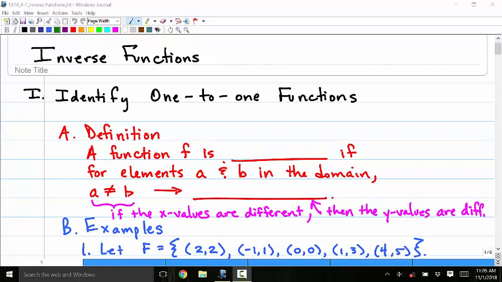We are starting a new chapter. This first section is called inverse functions. First thing we want to do is to be able to identify one-to-one functions. And by definition, we say that a function f is one-to-one if, whoop, it's orange.